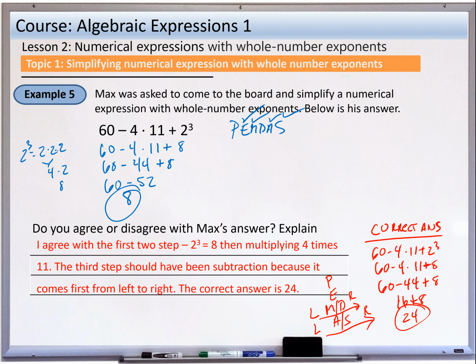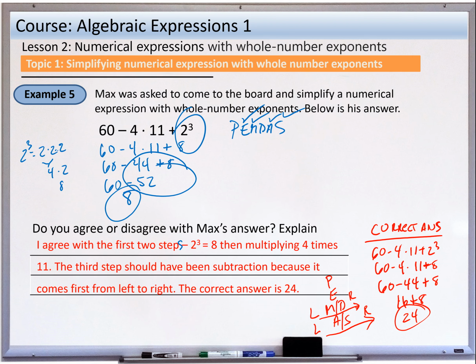I agree with the first 2 steps. I like to always say what I agree with, and then if there's something wrong, I address that. So I agree that 2 to the power of 3 is 8. And I agree that after exponents, he should do his multiplication. But what I don't agree with is that Max added before he subtracted.